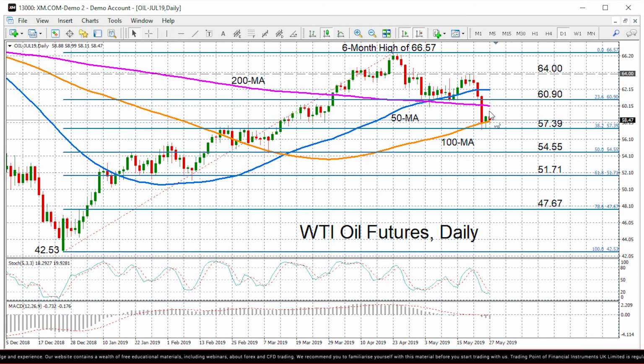To the upside, though, we do have several hurdles. First, we've got the 200-day moving average. That's currently at 60.18. Higher up, we've got the 23.6% Fibonacci at 60.90, and then clearing that could bring another resistance level at the 50-day moving average at 62.13. So several challenges before oil prices are able to head back towards that 6-month high of 66.57 reached earlier in April.